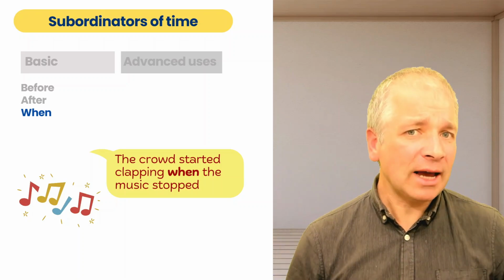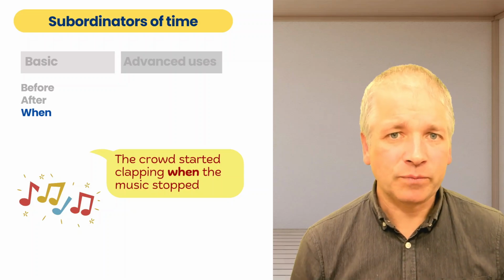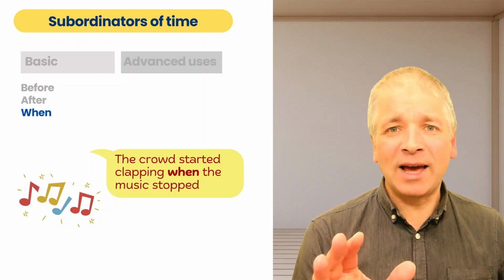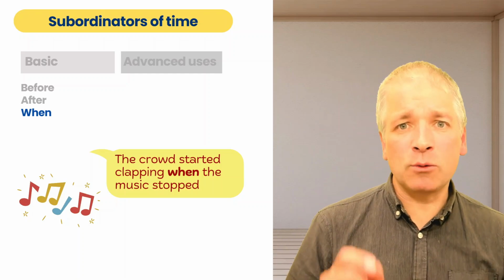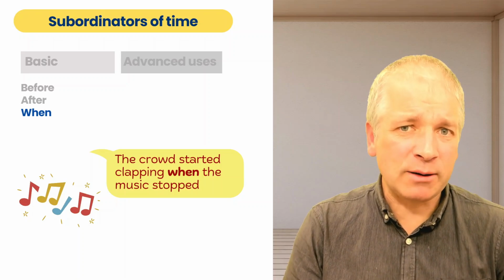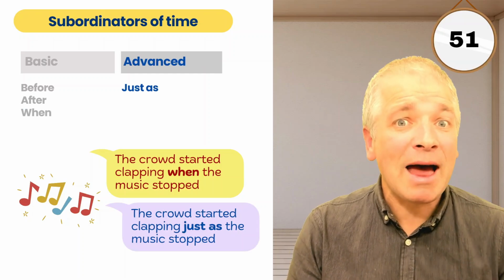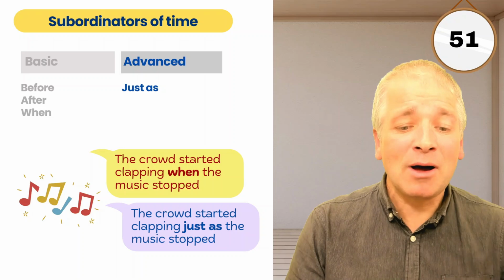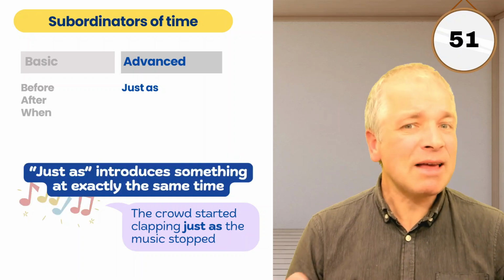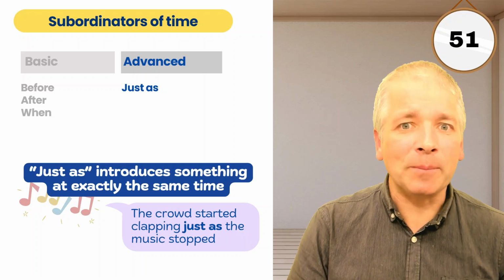And the subordinator always goes at the beginning of the subordinating clause. So here, when the music stopped, when is the subordinator, and the subordinating clause is when the music stopped. Now these are fairly basic subordinators of time. More advanced subordinators of time include just as. For instance, the crowd started clapping just as the music stopped. Just as introduces something at exactly the same time.